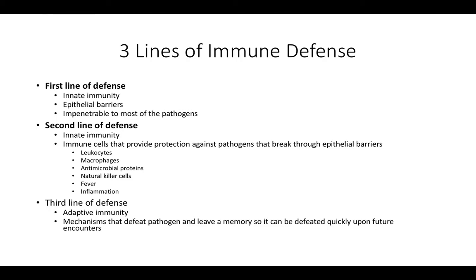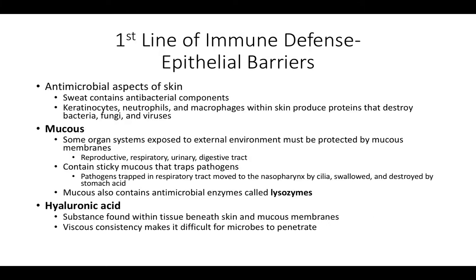So these are going to be our cells like leukocytes, macrophages, which we already talked a lot about, those natural killer cells. Also antimicrobial proteins, which we'll learn about in this presentation, and then fever and inflammation are two protective processes that our immune defense triggers to beat pathogens. And then the third line of defense is adaptive immunity, which we'll talk about next time. And those are mechanisms that help us to defeat a pathogen and then leave a memory so that next time we encounter that pathogen, we can beat it even more quickly.